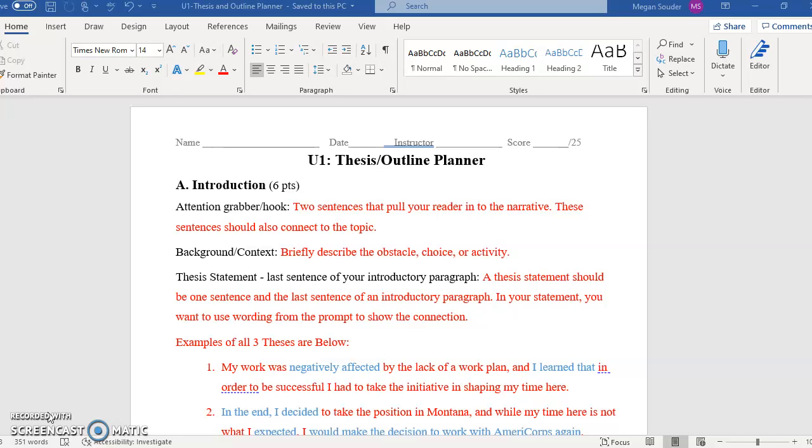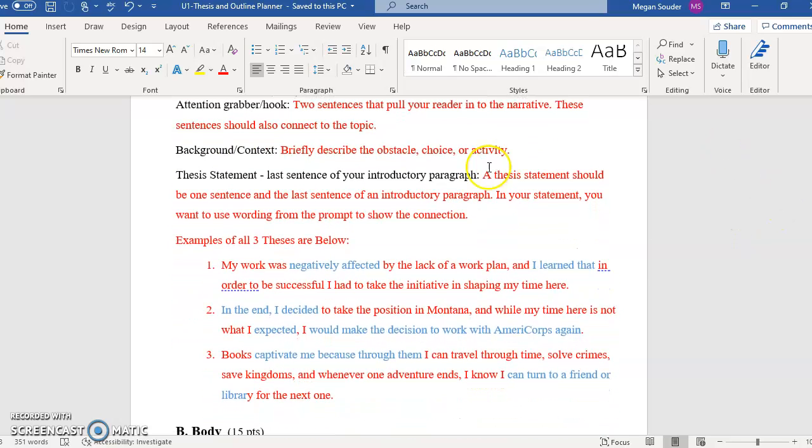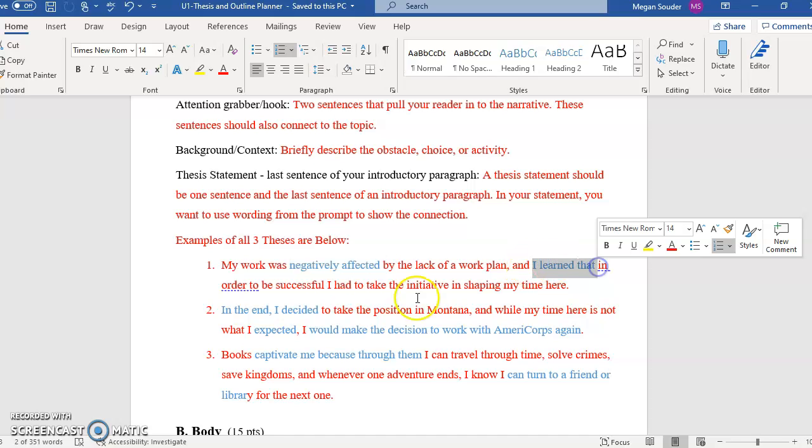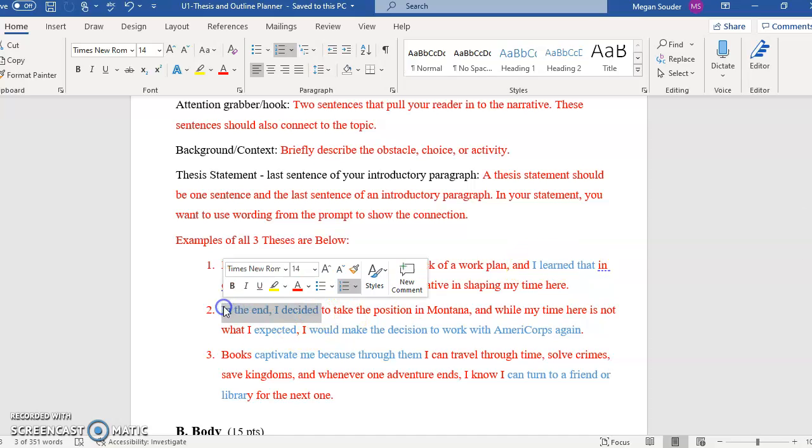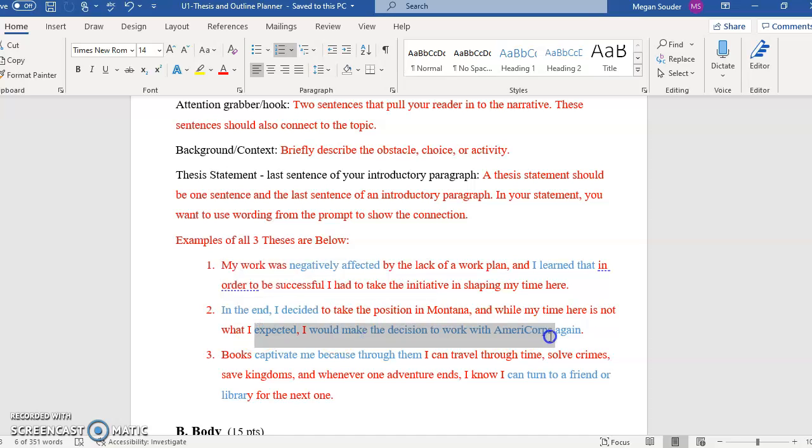Again, 2 sentences, and then you're moving on to your thesis, which is 1 sentence that answers all 3 questions from your prompt. There are examples below about what that will look like, and you'll see here in that statement you want to use wording from the prompt to show the connection. You'll see the blue ink here, and that is callbacks to the original wording from the prompt.